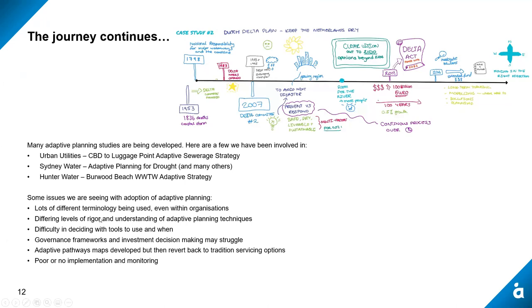Some of the issues that we're seeing: there's lots of different terminology being used, both outside and within organisations, differing levels of rigour and understanding of adaptive processes, difficulty in deciding which tools to use, and government frameworks and investment decision-making may struggle with adaptive planning. Adaptive pathway maps may be developed, but then we revert back to traditional servicing options. So we just pick a winner and implement that winner, which is not right. And poor or no implementation planning and monitoring. So they're the things that we need to tackle, I think, in the water industry to do adaptive planning better.